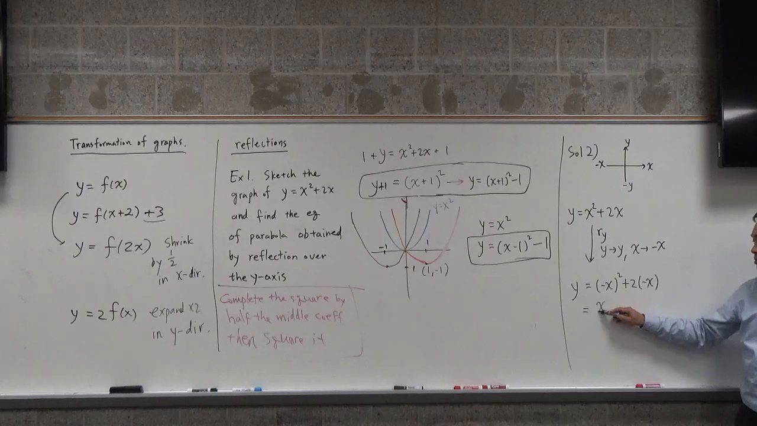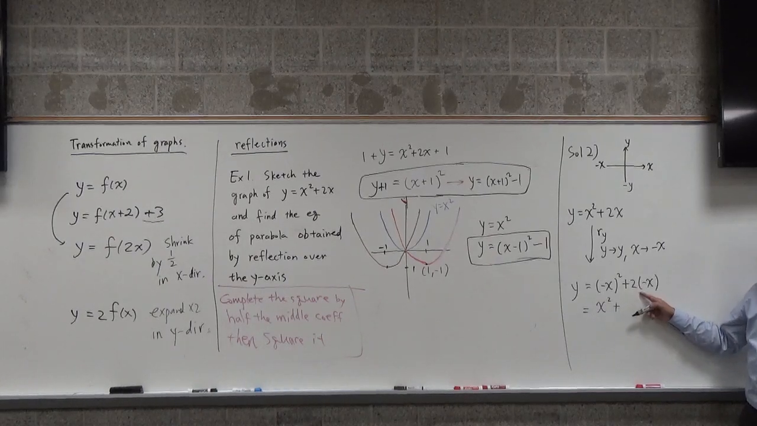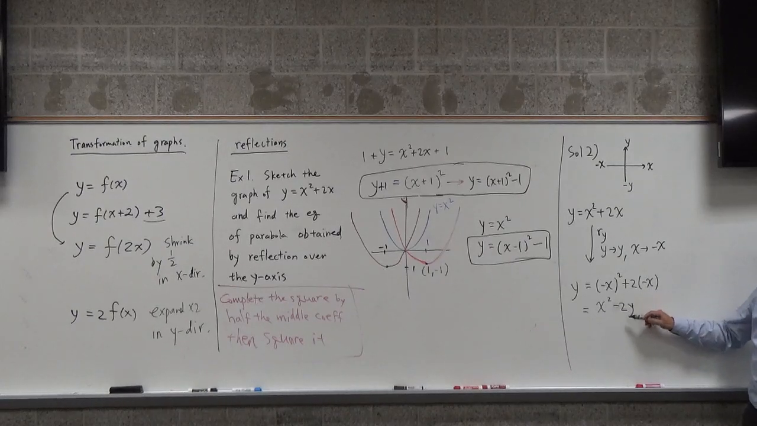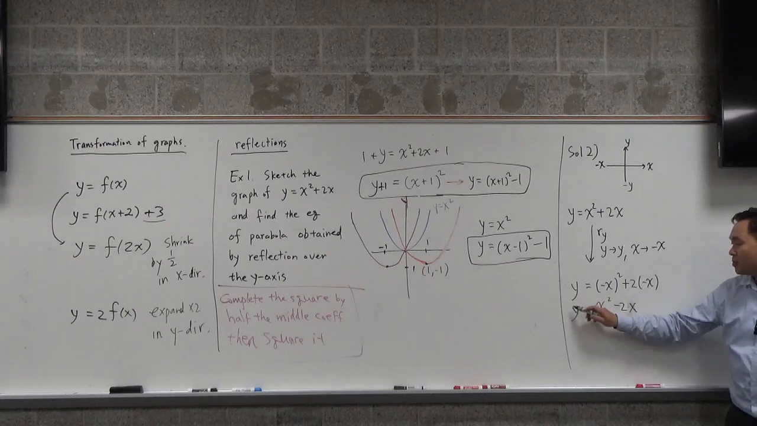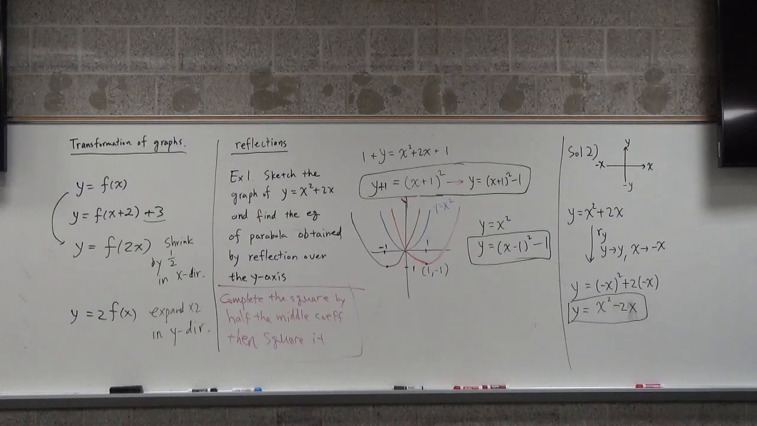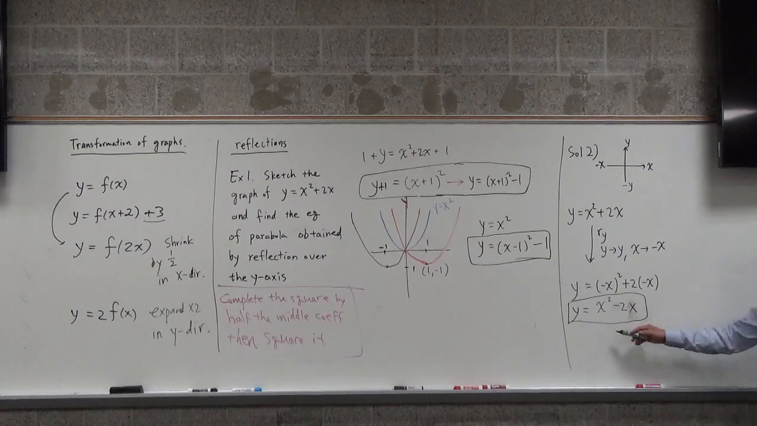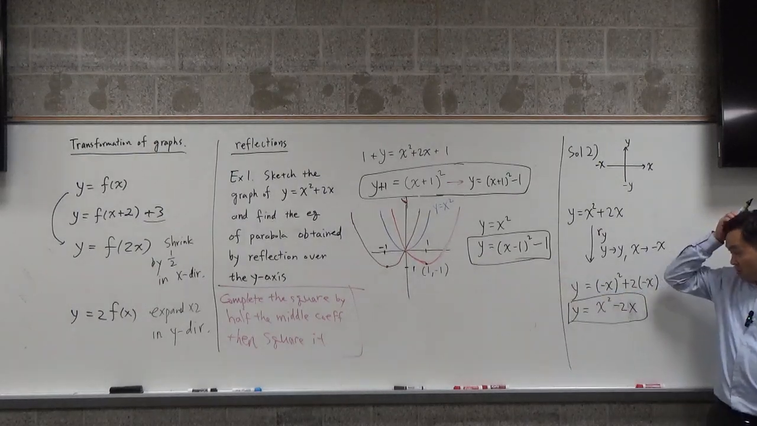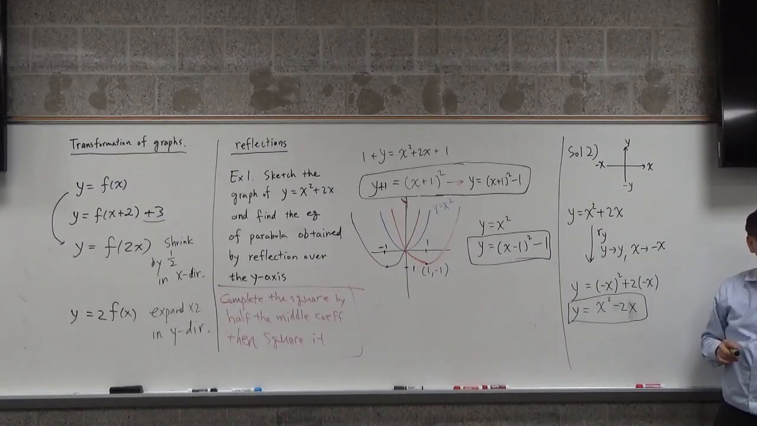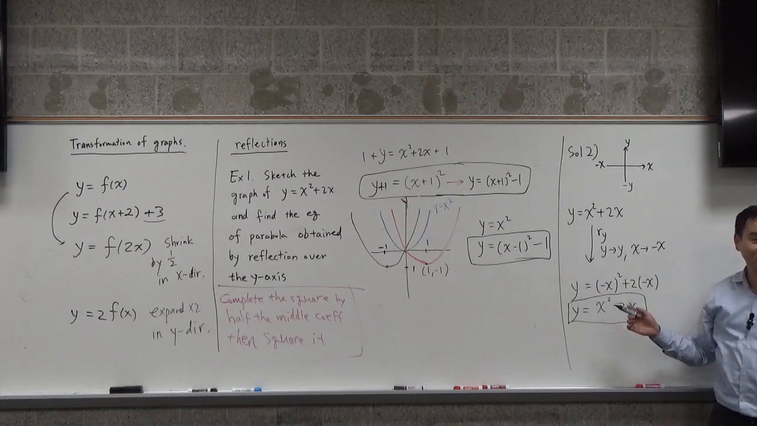Just x squared, right? It's just x squared. How about this one? Oh, -2x. So -2x, right? That's the answer. Oh, wait, that doesn't seem to agree with our previous answer. What's happening? They should be the same.